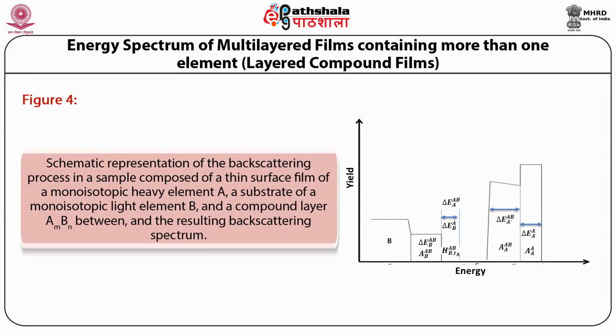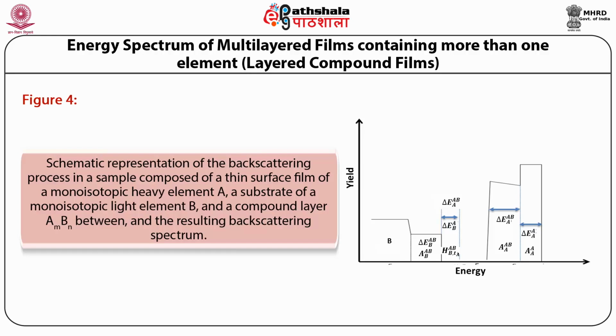This process is demonstrated in detail for the particular case of a sample composed of a thin film of element A on top of a compound film of composition A_m B_n. This situation is encountered when a thin film of A reacts at the interface with the substance B and starts to form a compound A_m B_n. A schematic diagram of the backscattering energy spectrum of such a sample is shown in figure 4.